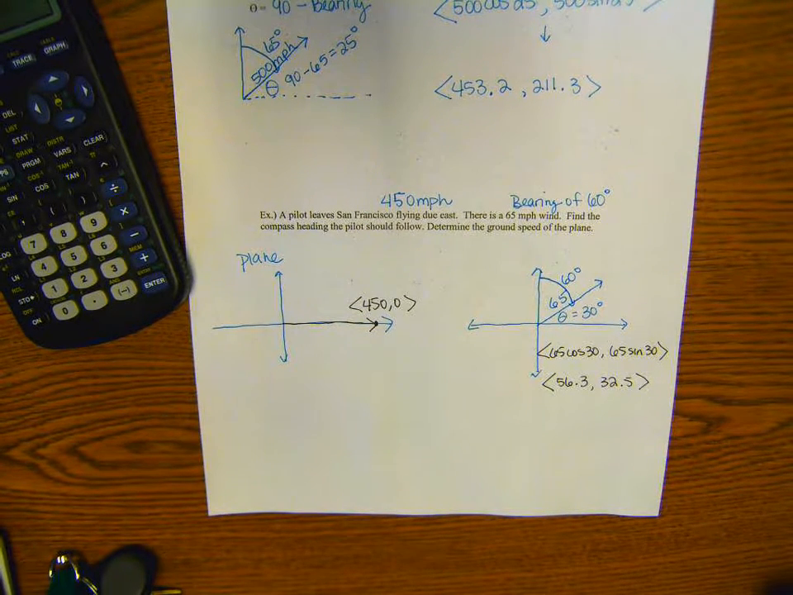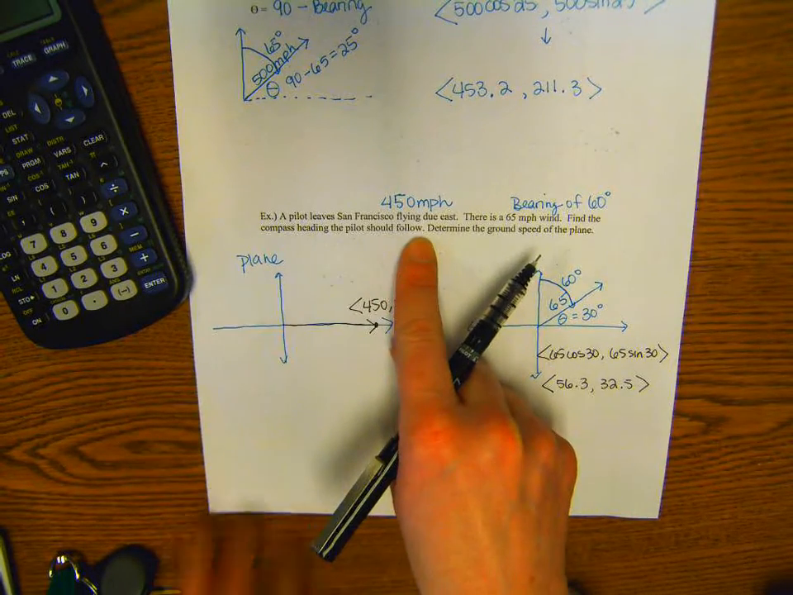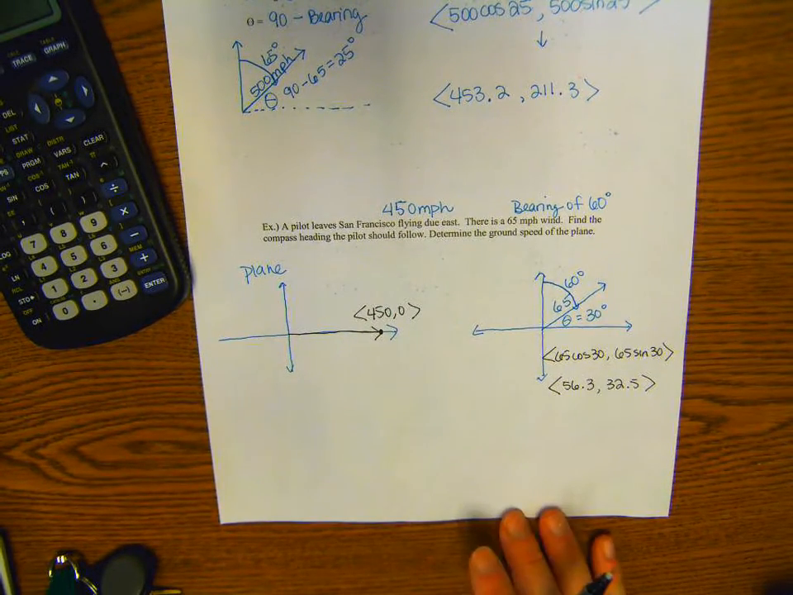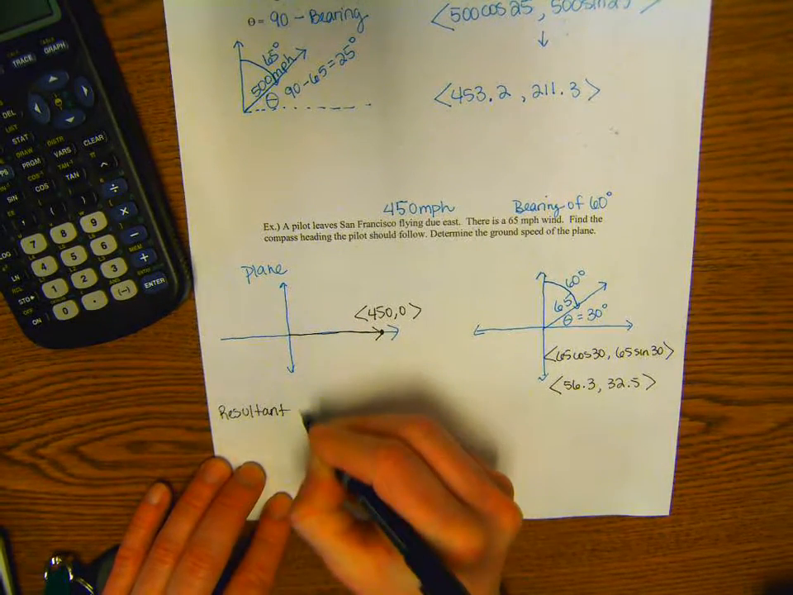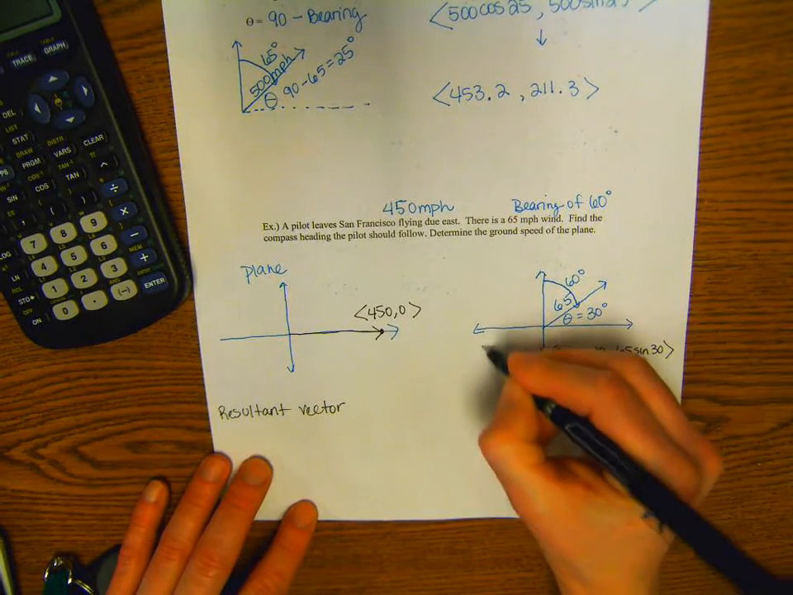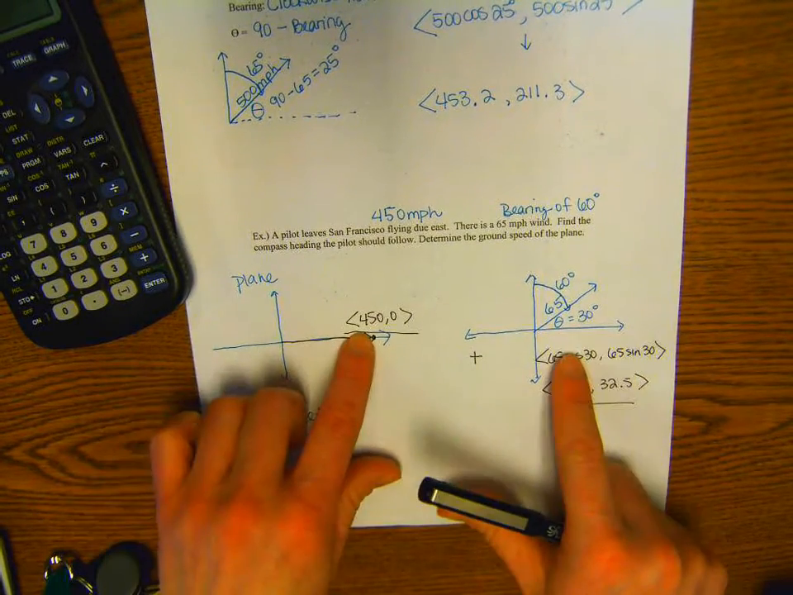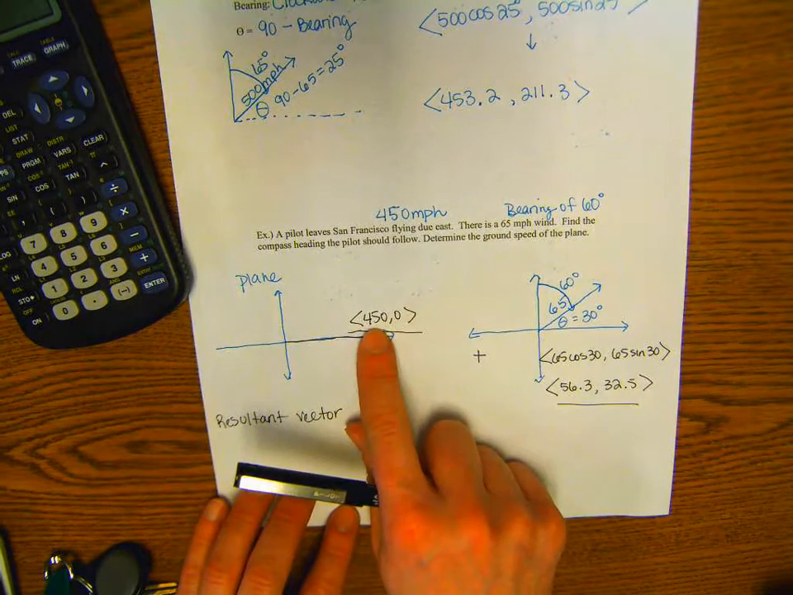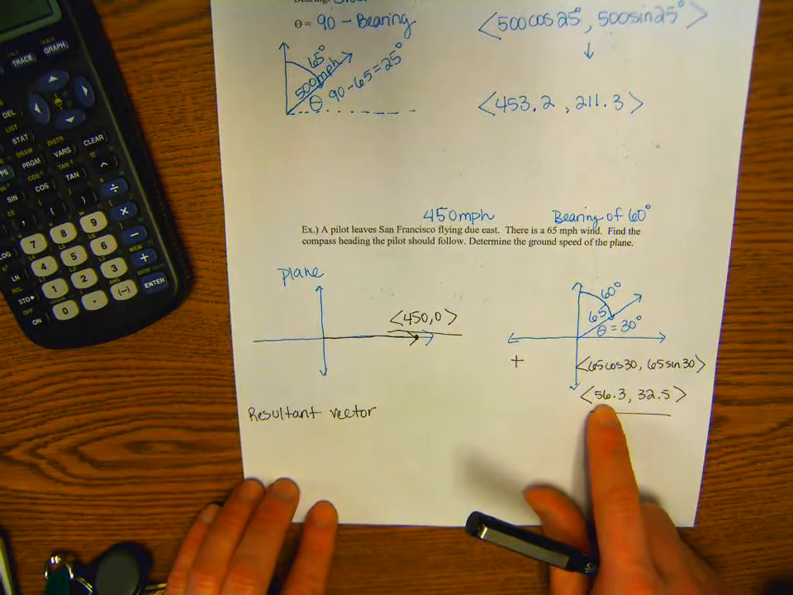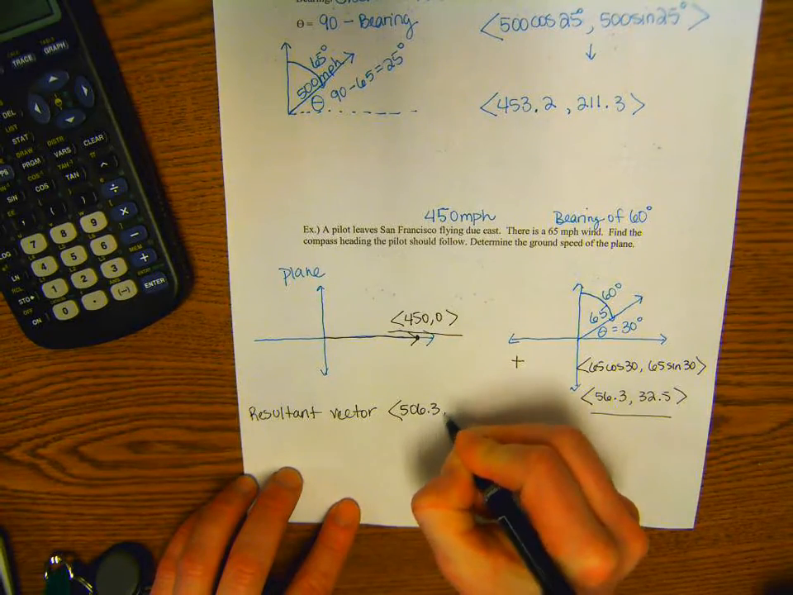Okay. So if I wanted to know, well, I have to find the compass heading the pilot should follow. Let's just at least write the result, or the resultant vector. So I'm going to add these two things together, because this is what's happening. We have the plane, and then we have a wind pushing it off course. So the vector that the plane would actually be going would be 450 plus 56.3, which is 506.3, and then 0 plus 32.5.